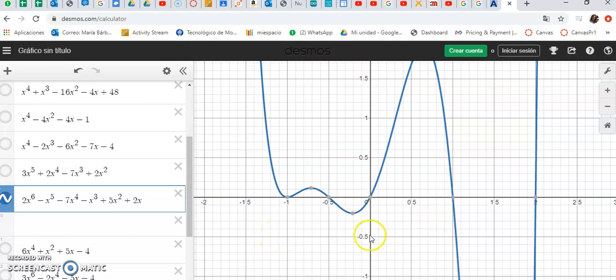Okay, dear students, I hope it could help you to understand the behavior of polynomial functions, and let's continue studying about them because this is a very interesting topic.